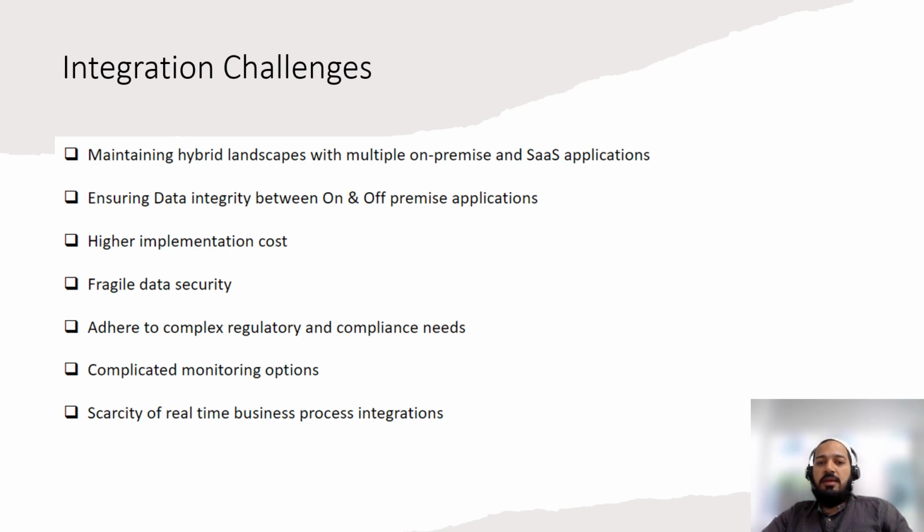Next, these are the business scenarios, and the main challenges in hybrid solutions are its maintenance. We will have to maintain on-prem and the SaaS application. We also have to ensure the data integrity between on-premise and off-premise applications. The implementation cost is on the higher end because we will have to implement the architecture on-prem as well as on the cloud. Data security becomes a concern when you are moving the data from cloud to on-prem and vice versa. Complex regulatory compliances are there when you are using the cloud, because there can be government compliance for the data used for the users.